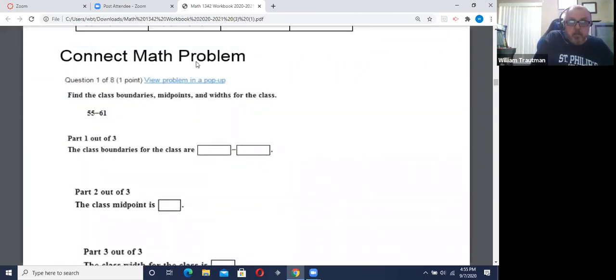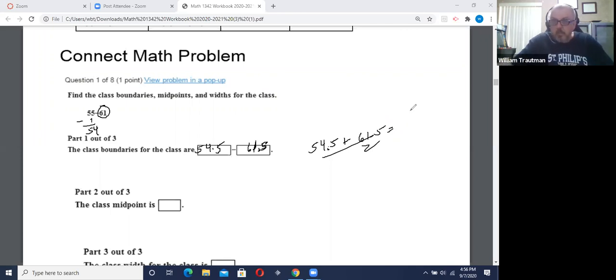So once again, our boundary was 61.5. The lower boundary is 0.5 less than this: subtract 1, and we get 54, and then add on a 0.5. The midpoint, you add these two together, 54.5 plus 61.5, and then divide it by 2 on your calculator. 54.5 plus 61.5 divided by 2, and you get 58. So 58 is the middle piece of data. That's our class midpoint.